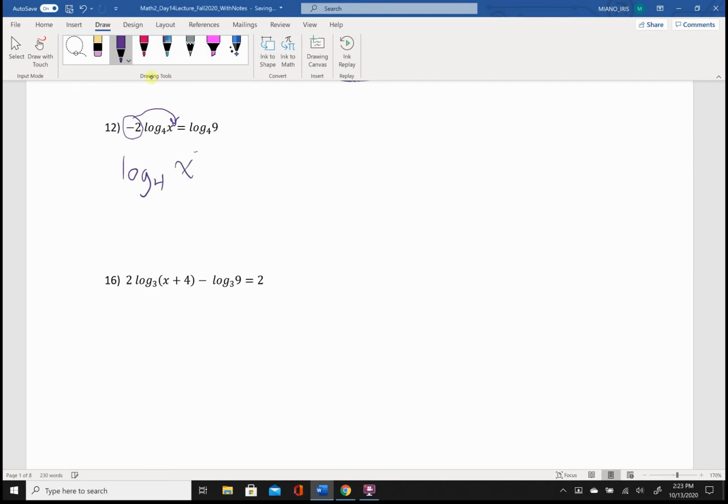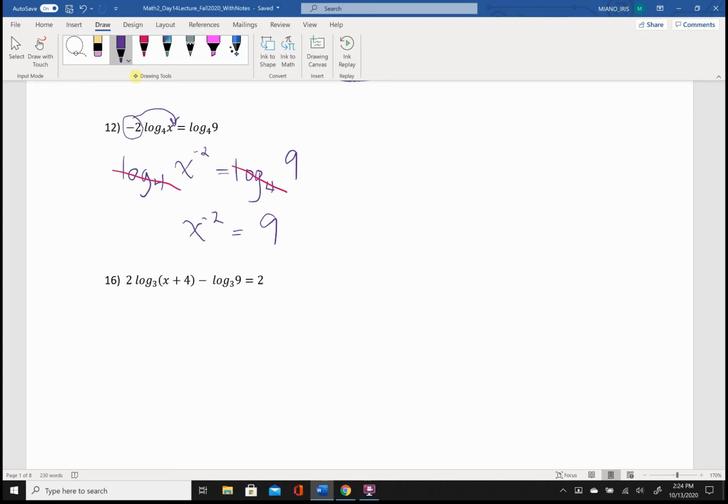It'll look like this. Okay, once you have this, again, like I said, cancel, cancel. Now you can just set the arguments equal to each other. x to the -2 equals 9. And then what shall we do with that?